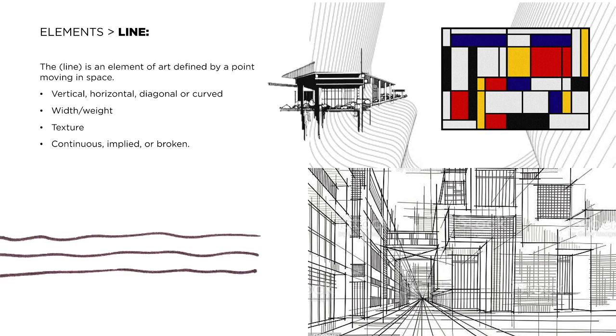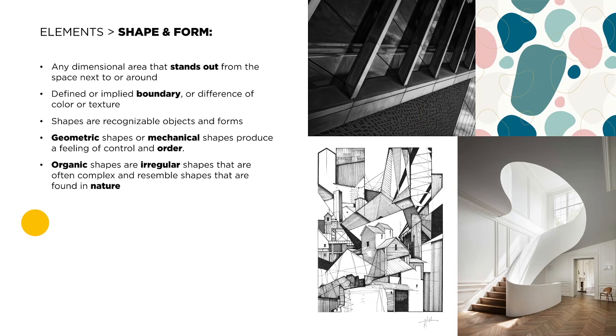So a line can end in space and can continue on, but because our brains are designed to recognize patterns in our environments, we might perceive that as a single unbroken line, or fill in the blanks for ourselves. Shape and form. Any dimensional area that stands out from the space next to or around it. So that's how we distinguish shapes from other shapes.